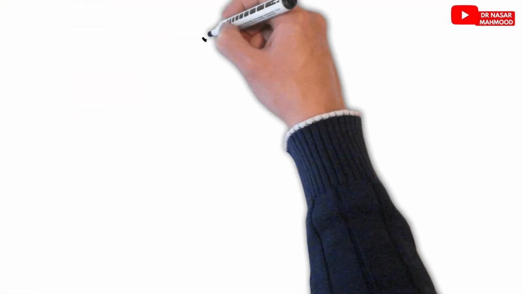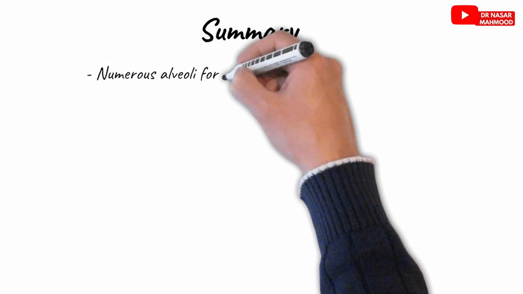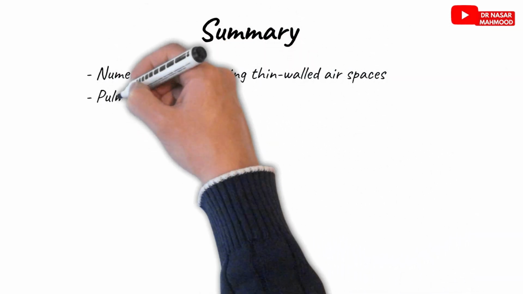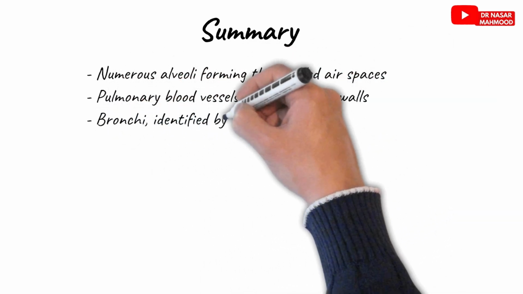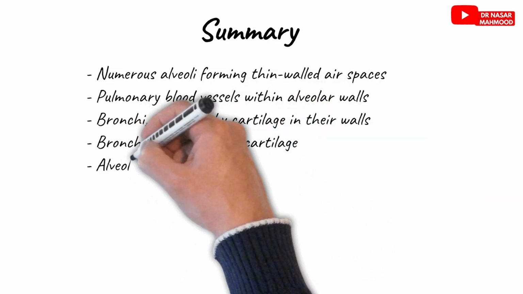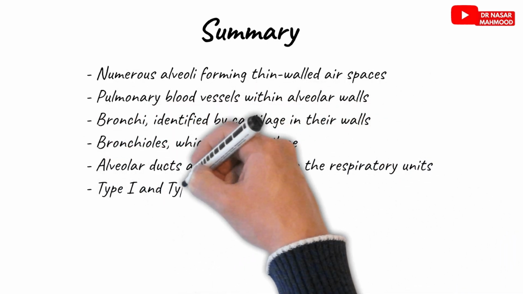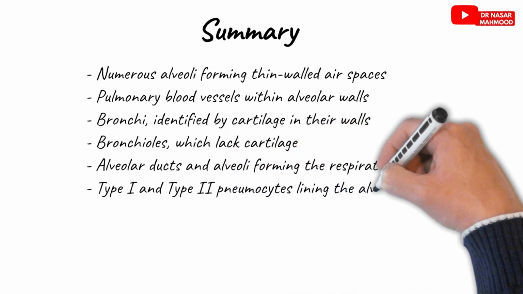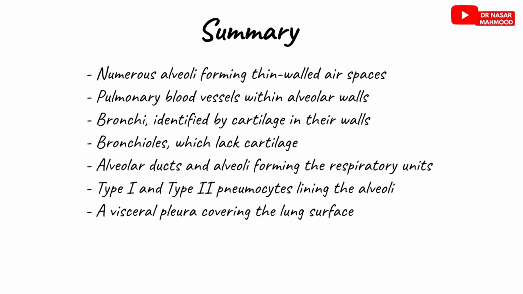So in summary, to identify lung tissue histologically, look for these key features. Numerous alveoli forming thin-walled air spaces, pulmonary blood vessels within alveolar walls, bronchi identified by cartilage in their walls, bronchioles which lack this cartilage, alveolar ducts and alveoli forming the respiratory units, type 1 and type 2 pneumocytes lining the alveoli, and a visceral pleura covering the lung surface.